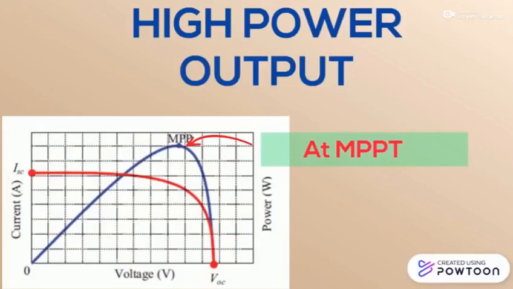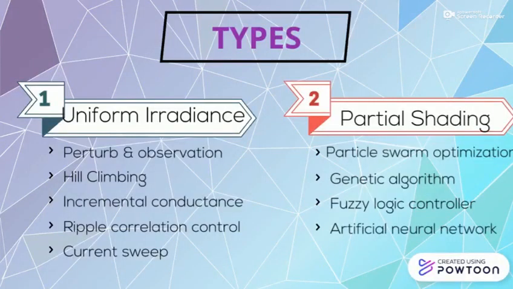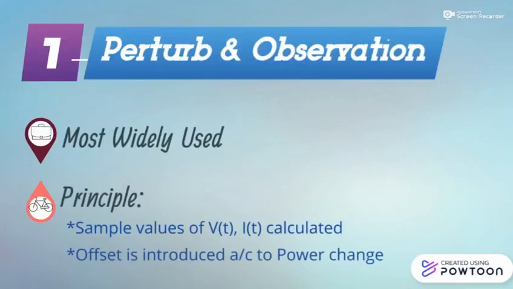To ensure the maximum available power is obtained from the solar PV panel in all climate conditions, it is important to track this maximum power point. The various methods used for maximum power point tracking can be classified as uniform irradiance conditions, which include perturb and observe, hill climbing, incremental conductance, ripple correlation control, and current sweep. Under partial shading conditions, particle swarm optimization, genetic algorithm, fuzzy logic controller, and artificial neural network are some of the most widely used methods.